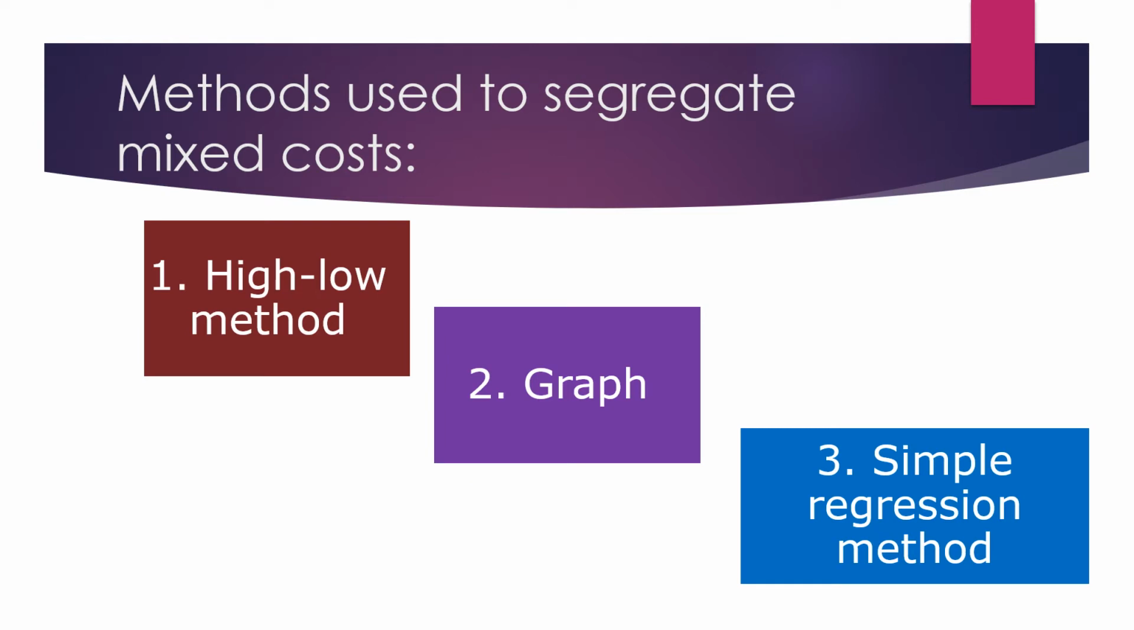We have three methods to segregate the mixed cost. First, high-low method, second, graph method, and third, simple regression method. For example, utility cost. In the utility cost, we have both variable and fixed cost. So we can use either the high-low method, graph method, or simple regression method to find the variable and fixed cost.